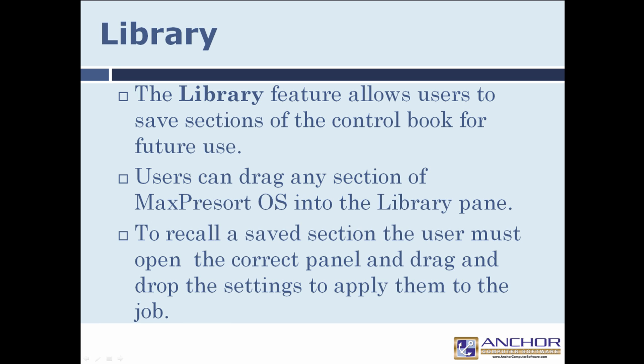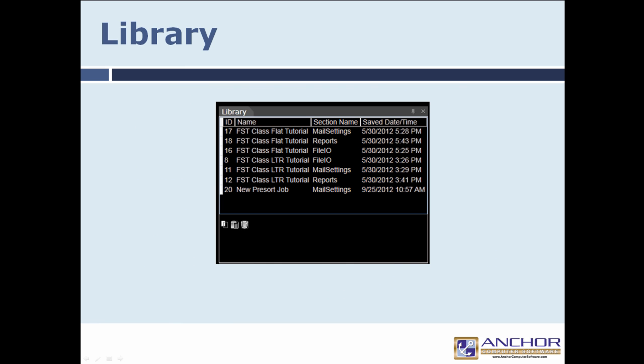Library. The library feature allows users to save sections of the control book for future use, instead of the whole control book. Users can drag any section of MaxPresort into the library pane. To recall a saved section, the user must open the correct panel and drag and drop the settings to apply them to the job. The next slide will show an example of a saved library with different sections of the control book. This is an example of the saved library with different sections I have saved from prior control books. I can import any of these sections into my current job.